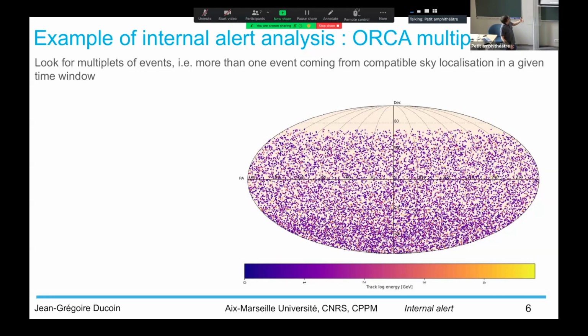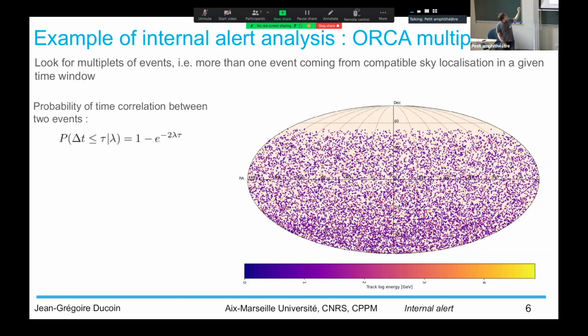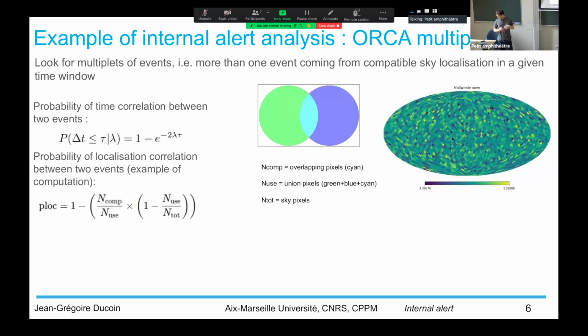So we are looking for more than one event that is compatible in sky localization and in time. The time window, of course, needs to be defined in your analysis. For the probability of being compatible in time, we can, for instance, use some kind of Poissonian approach that tells you how likely it is that two events are correlated in time, depending on their time separation. For the probability of the localization, so the probability that they are compatible, here it's just an example of an approach, but if we use a sky map which is pixelized, the idea is that you can simply count the overlap between the two localizations.